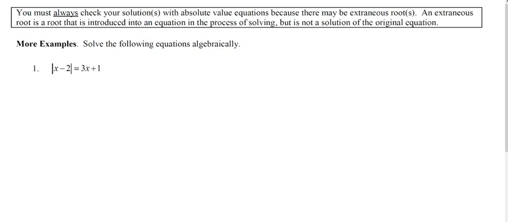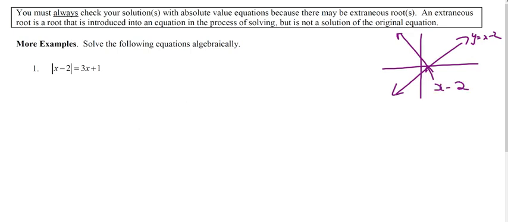Solve the following equations algebraically. The absolute value of x minus 2 is equal to 3x plus 1. Okay, so first thing you've got to do, you think about what is x minus 2. So y equals x minus 2 would be a line like this. That's y equals x minus 2. Here's the absolute value of, what we're interested in at this point here, right? So when is x minus 2 equal to 0? When x is equal to 2.